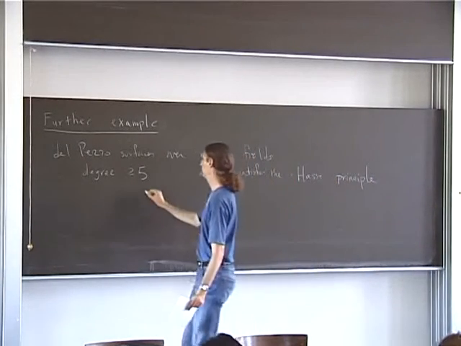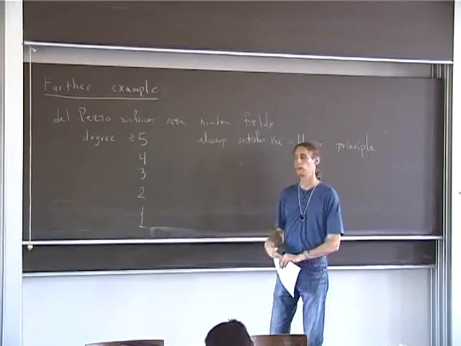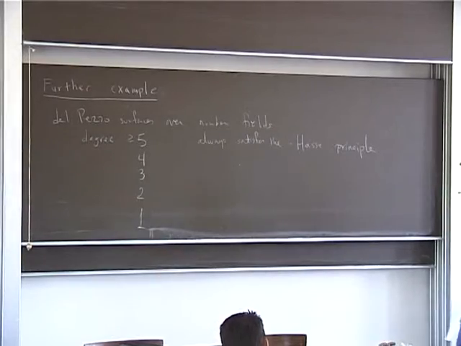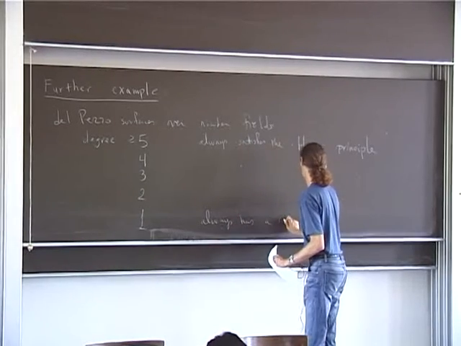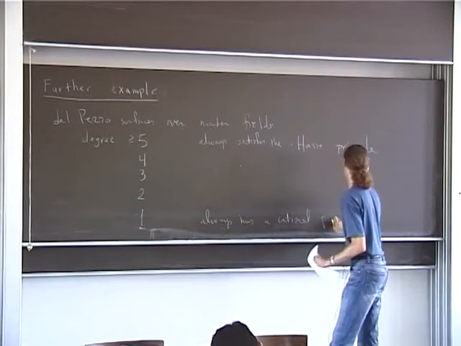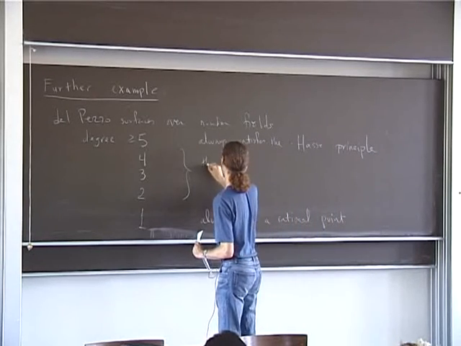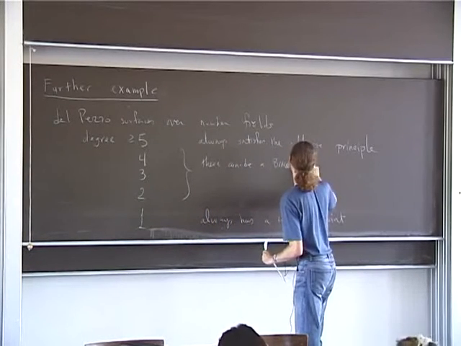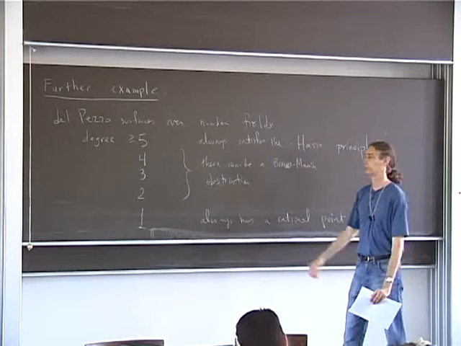So that leaves degrees 4, 3, 2, and 1. Now, a degree 1 del Pezzo surface always has a point, the base point of the anticanonical linear system. So this always has a rational point. So that leaves this intermediate range, degrees 2, 3, and 4, where there is a potential for Brauer-Manin obstruction to the Hasse principle.